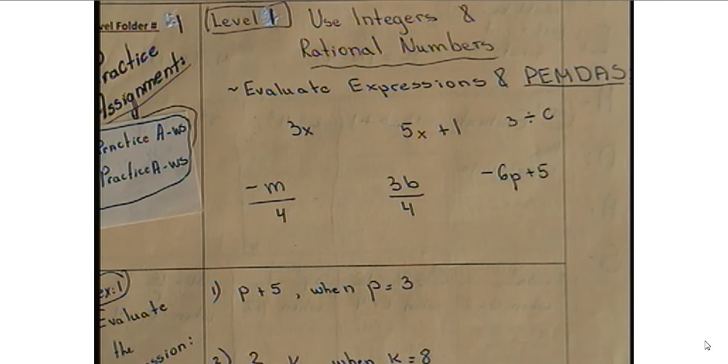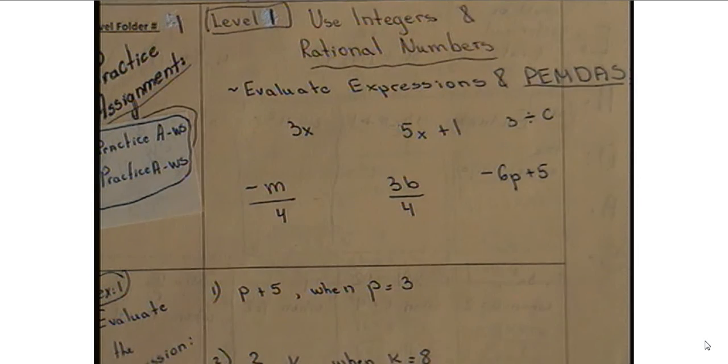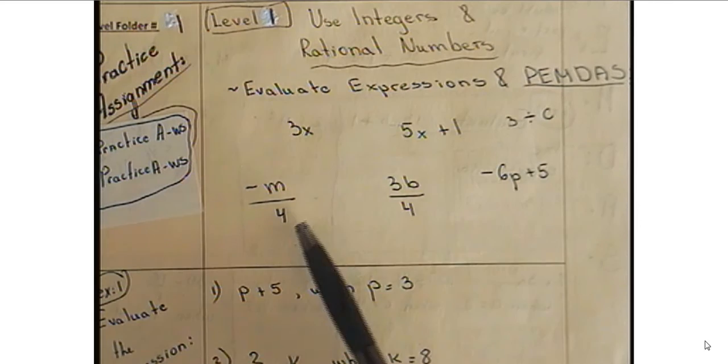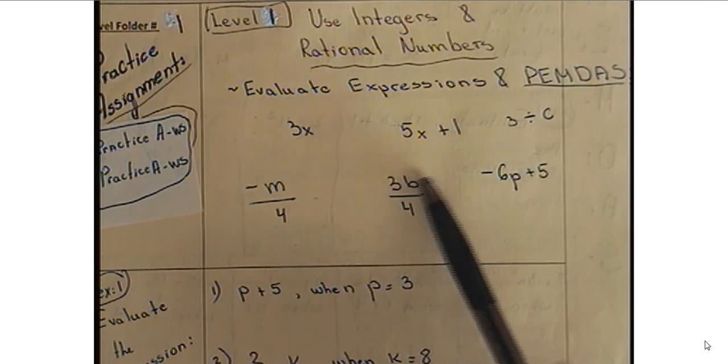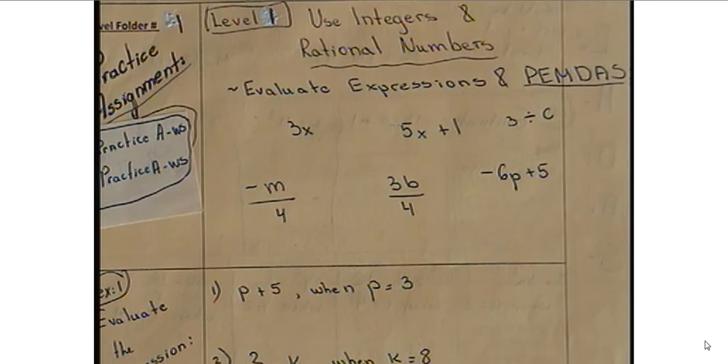So, first one, level 1 or mission 1, we'll be talking about integers and rational numbers. How do we evaluate expressions and how do we use PEMDAS rules? So on the screen you see we have a few examples: 3x, 5x plus 1, 3 divided by c, negative m over 4, 3b over 4, and negative 6p plus 5. All of those are what we call expressions.